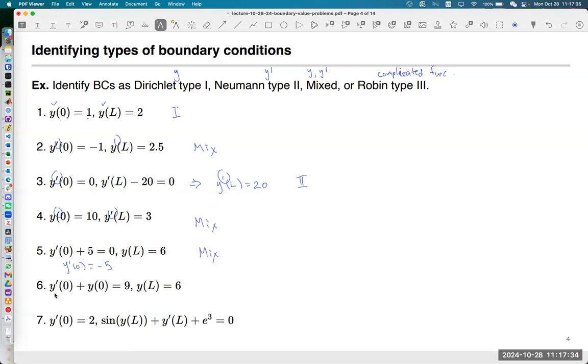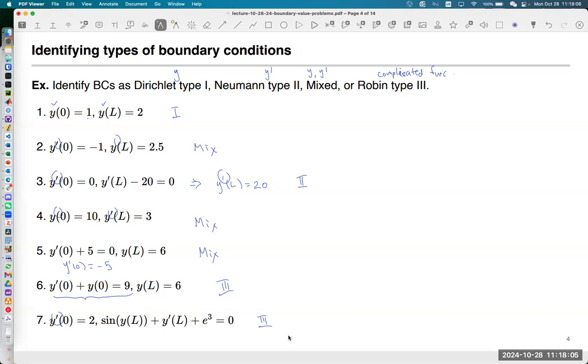The sixth one, can we rewrite this as a constant? No, we cannot. So this is a more complicated function. So if one of these has a complicated function, it's automatically a type 3 boundary condition, regardless of the other one. Okay, and for the seventh one, we have a first derivative equals to a constant and then a complicated function. So this should be a type 3 boundary condition. Okay, any questions?